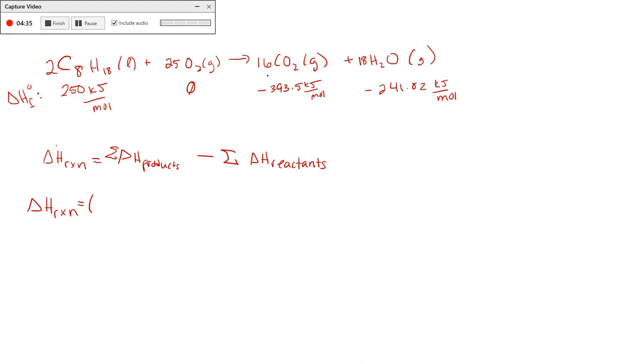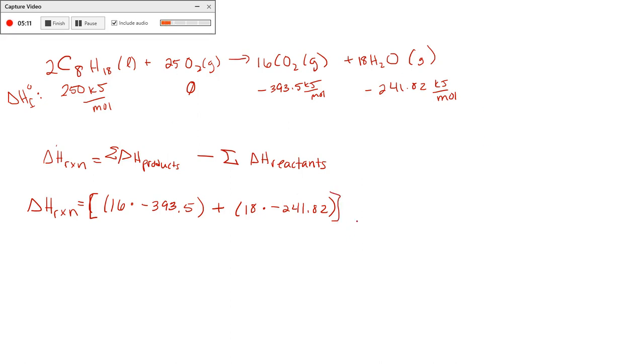So our products are 16 of these CO2s. So we're going to first go, I'm going to make this a bracket. So 16 times the enthalpy for each one, plus, so that's a sum, right? Plus the enthalpy of 18 waters. Okay, now these calculations can get kind of long, so this is the one and only place where I don't require you to put units in the calculation so long as you have defined them properly above.